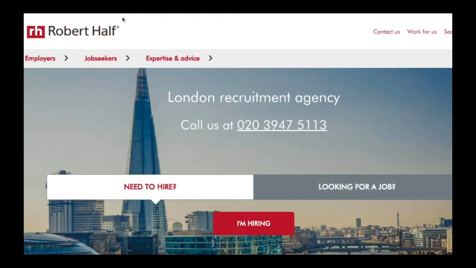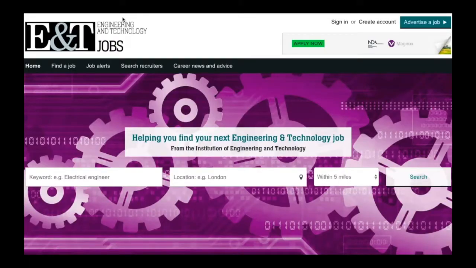So that's the first. The second is that, of course, you can advertise. Now, this is an advertising jobs board. It's the Institution of Engineering and Technology, and it typically costs you something like £400 a month to advertise on this jobs board. So you would put together your own ad, and you can do it, or an agent can do it for you. And of course, you've got the same facility on Robert Half. You can advertise there as well.